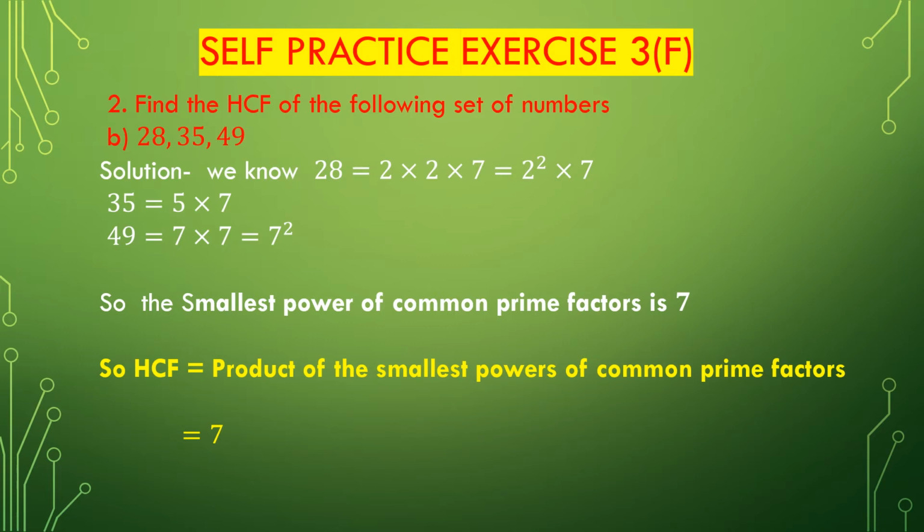Prime factorization of 28 is 2 multiplied with 2 is 4, 4 multiplied with 7 is 28. Here 2 is multiplied 2 times, so this can be represented in exponential form as 2 to the power 2, 2 to the power 2 multiplied with 7. This is the prime factorization of 28. Now find the prime factorization of 35. 5 multiplied with 7.